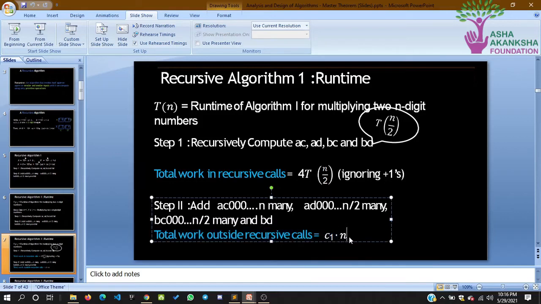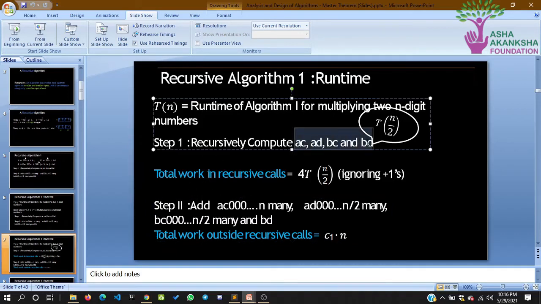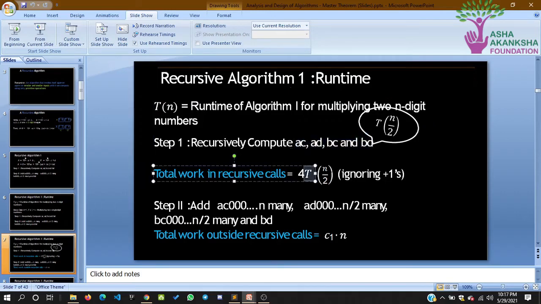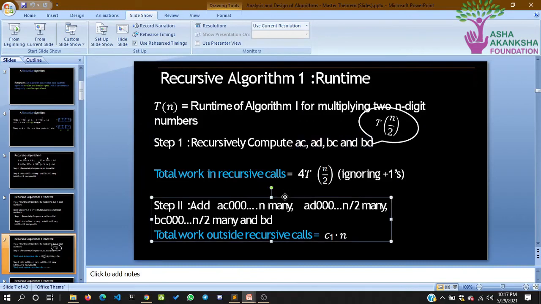Why? Because in a particular T(n) scenario, first of all, you are calculating these four things. Suppose the time taken for multiplication of two n digit numbers is T(n), then the time taken to multiply two n by 2 digit numbers is T(n/2). We are doing the same thing four times, so this is 4T(n/2). And yes, you are ignoring the plus ones, that is, carries and all this. Then after you get all these things, you are just adding.